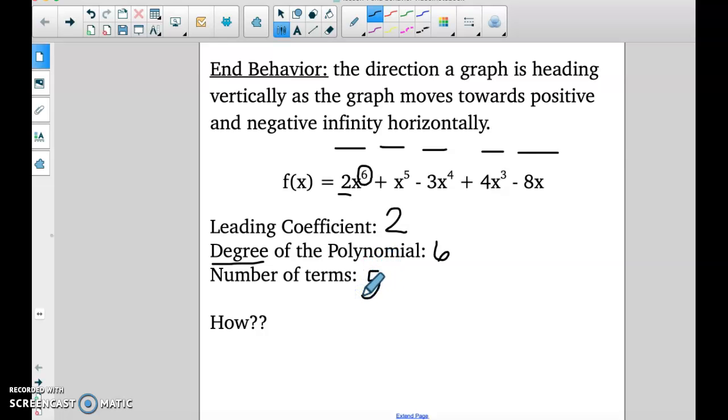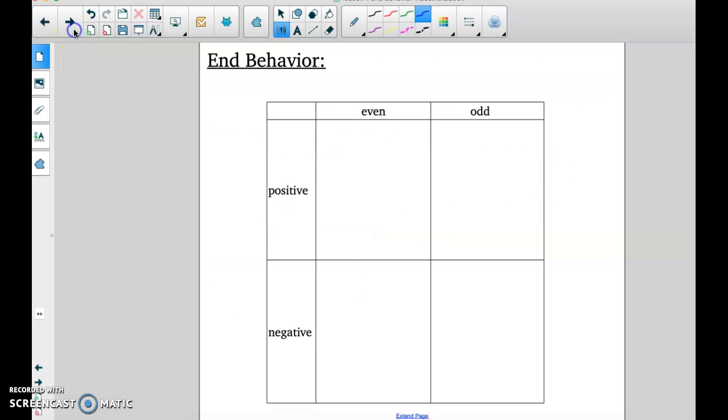Okay, so how do I get a better idea for what this graph looks like? There are 2 things that impact it, and that is the leading coefficient and the degree of the polynomial. There's this chart that I use to organize end behavior, and I don't want you to memorize this chart. I want you to just understand this chart so you don't have to memorize. What this even and odd up here is describing is the degree. So if you put this in your notes, you want to label that what is even and odd is the degree.